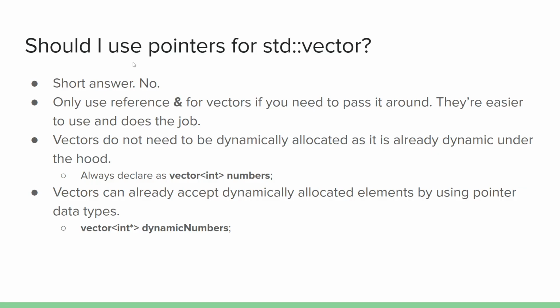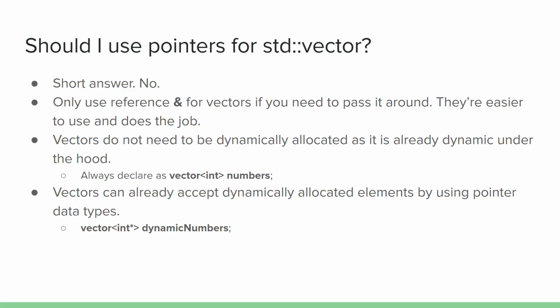So, should I use pointers for vector? The short answer is no. Why? Remember, vector is already dynamic. You're able to add more objects to it. It has a dynamic size, right? So it's already dynamic on its own, so you don't need to. You only use a reference, or the ampersand, for vectors if you need to pass it around, because they're easier to use and do the job.